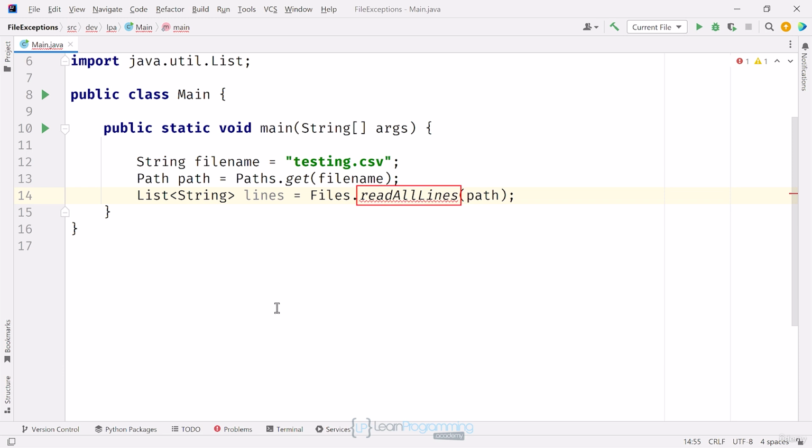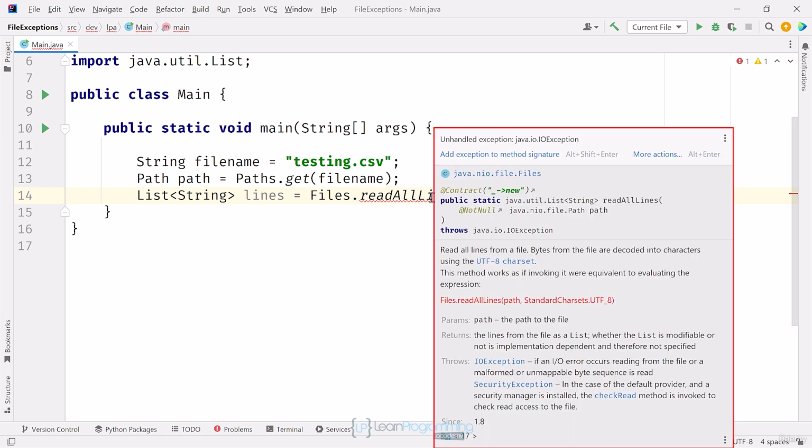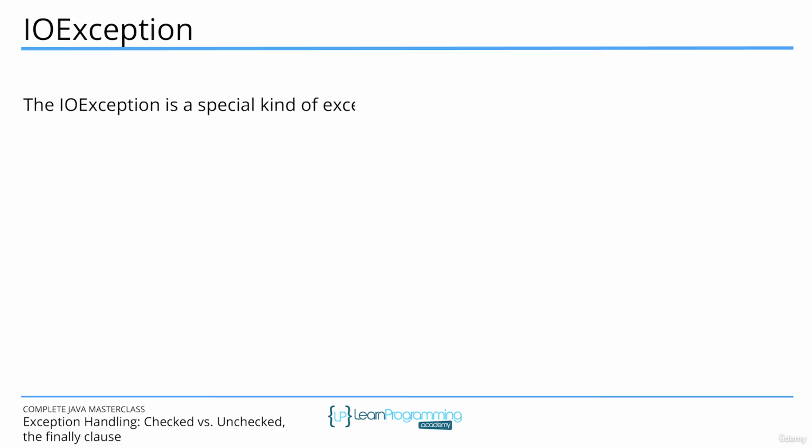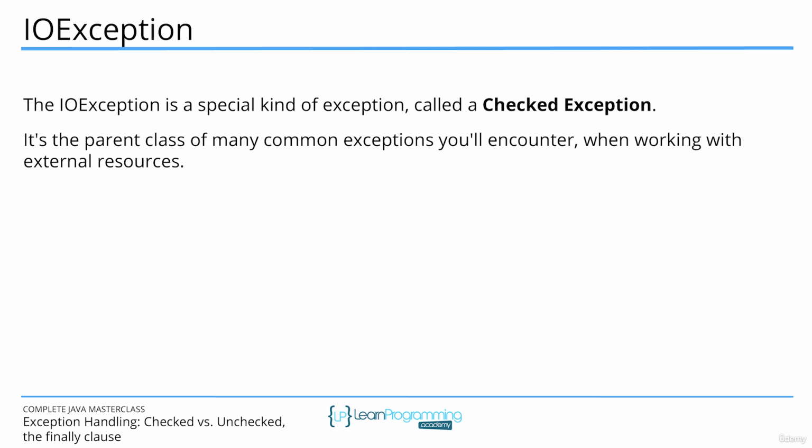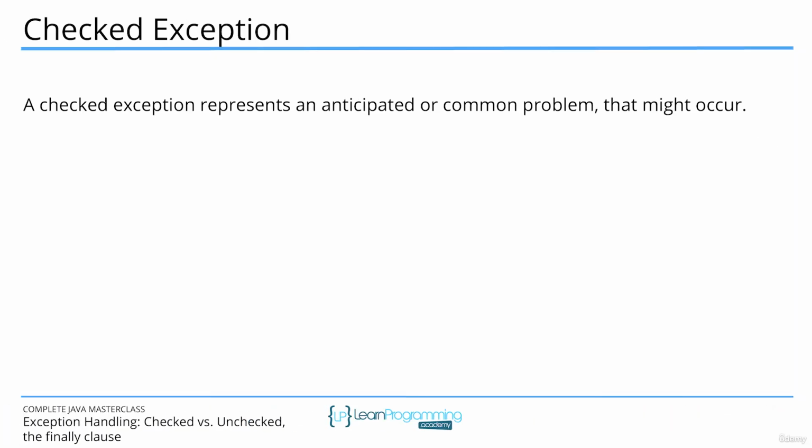last statement doesn't compile. If I hover over that error, I'll see the message unhandled exception java.io.IOException. The IOException is a special kind of exception called a checked exception. It's the parent class of many common exceptions you'll encounter when working with external resources. A checked exception represents an anticipated or common problem that might occur.